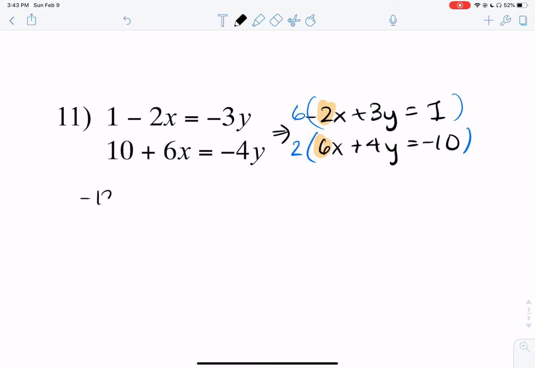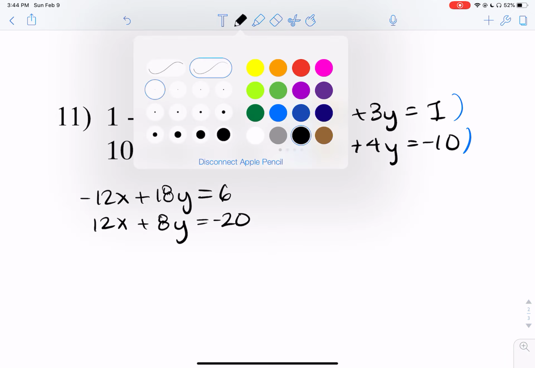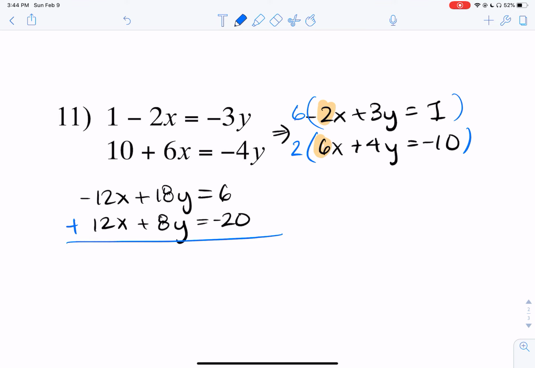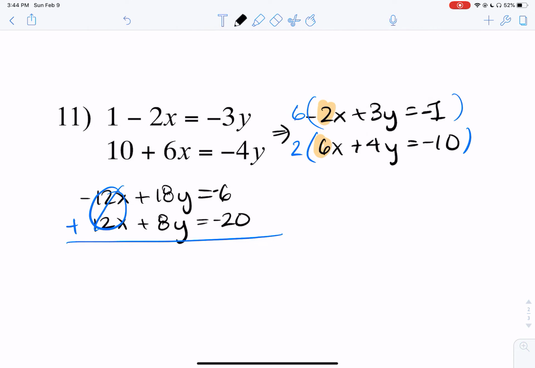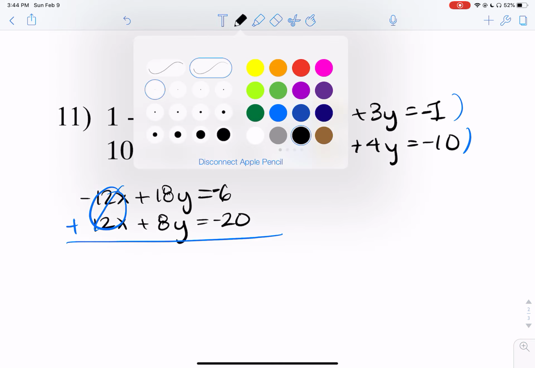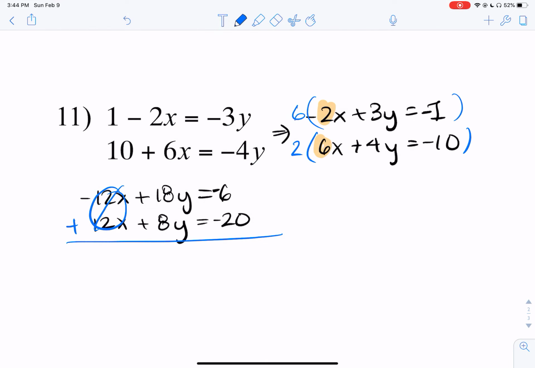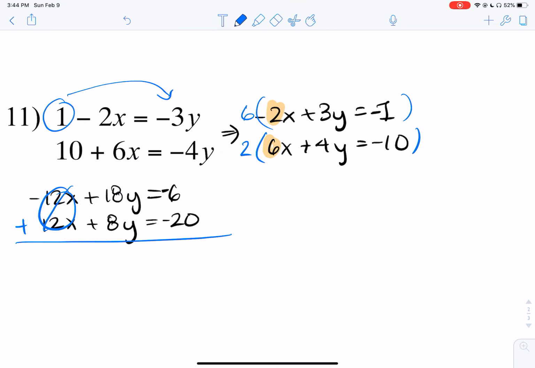So I end up with negative 12x plus 18y is equal to 6, and the bottom equation will be positive 12x plus 8y is equal to negative 20. So we're going to add going down. This becomes 0. This is going to become, hold on, negative 1. This should be a negative sign right here. Negative 1, so it should be a negative 6. All right, sorry about that. Let's fix that before we continue. Because this is positive over here, it would become negative 1.